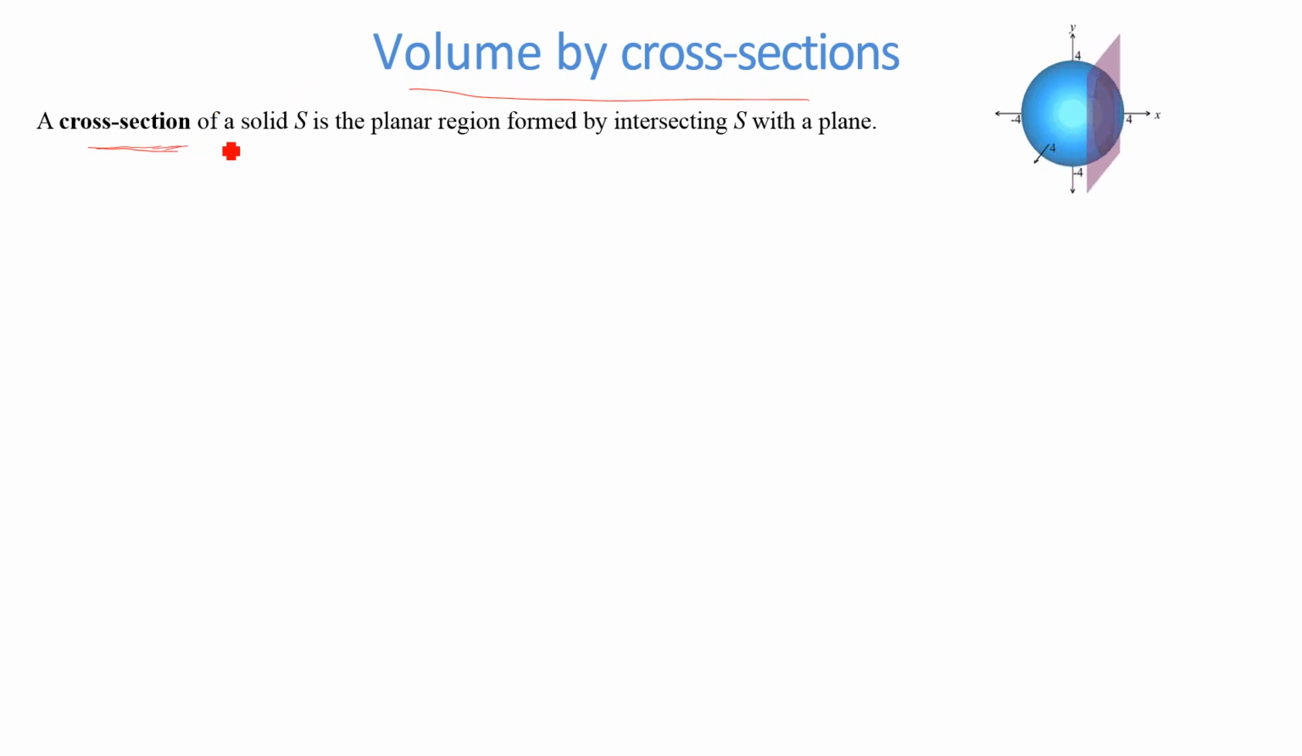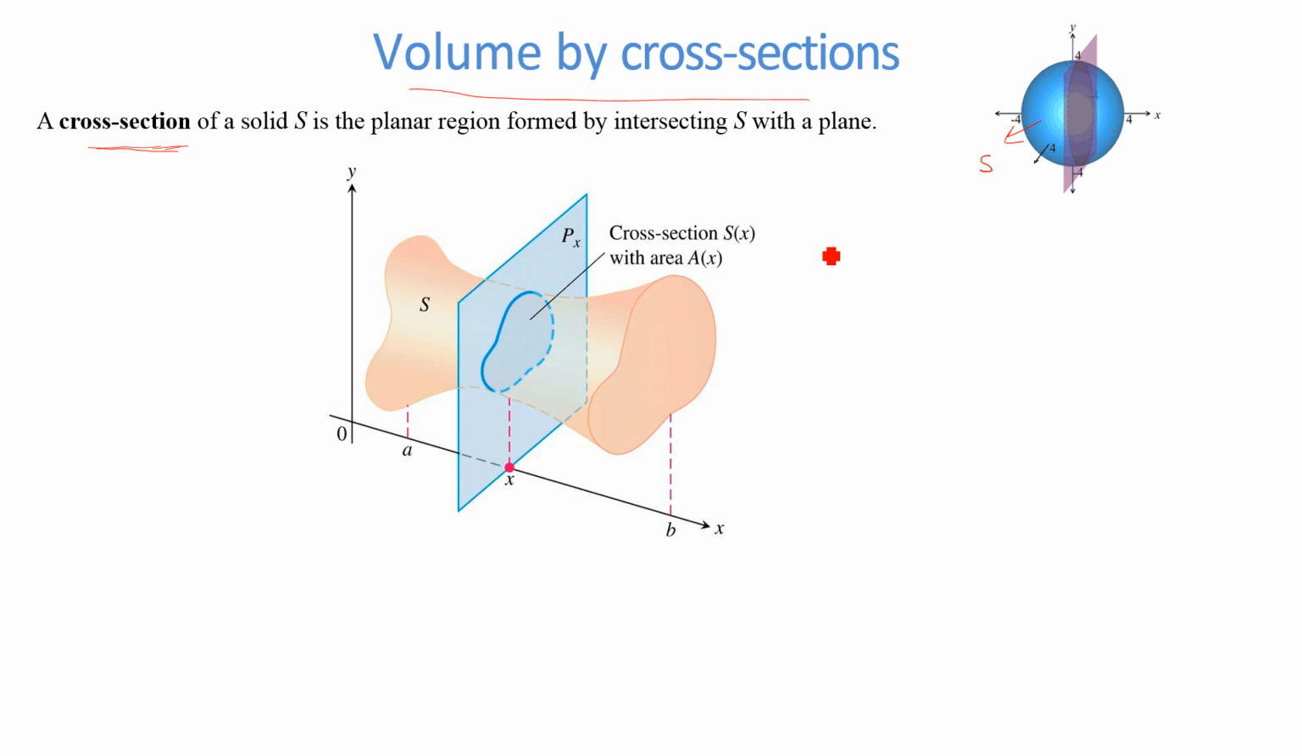So what is the cross section? The cross section of a solid S is the planar region, that is this circular region, formed by intersecting S with a plane. So this is the solid S, and this is the plane. When we intersect a solid with a plane, or cut the solid with the plane, the intersection is called the cross section. The area of the cross section actually helps us find the volume of the solid. So here we go: there is the solid S, and this is the cross section.